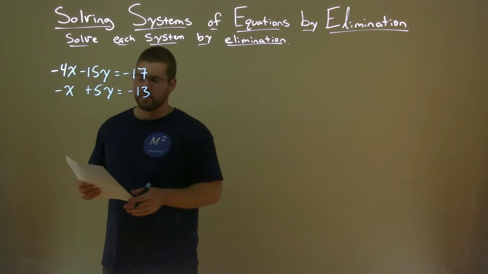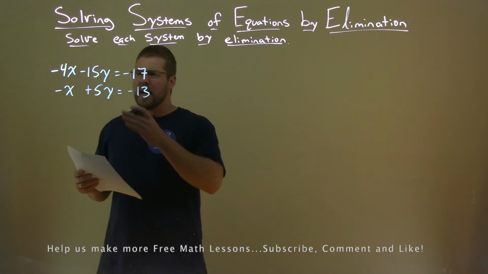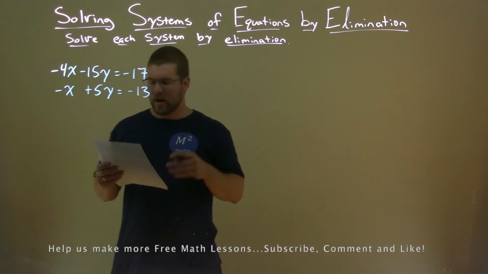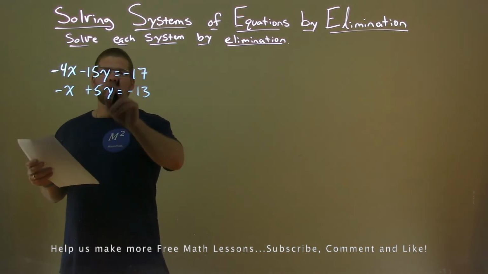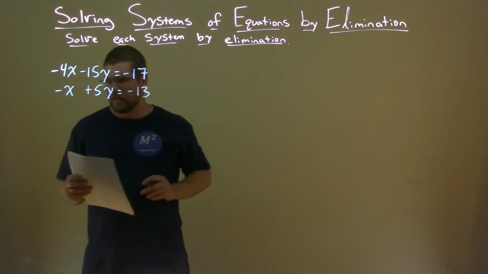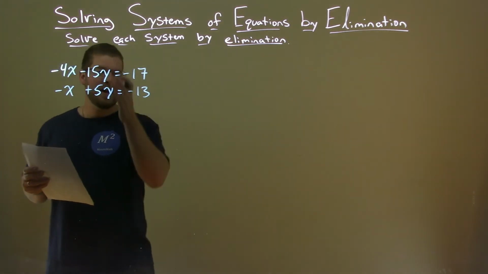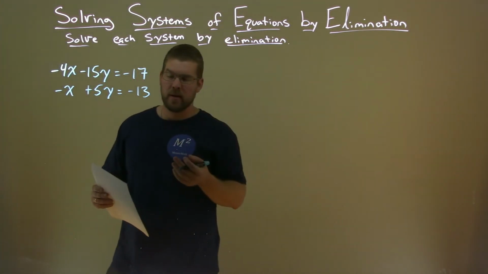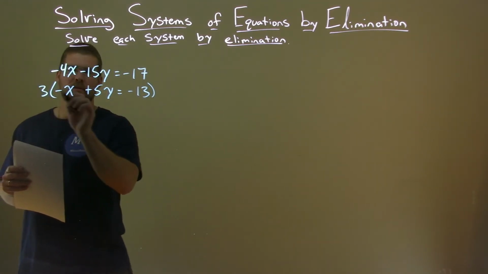We're given this problem: minus 4x minus 15y equals a negative 17, and minus x plus 5y equals a negative 13. Well, I notice here we have negative 15y and a positive 5y. So 5 times 3 is 15, and then we can add the two equations and eliminate y. So I'm going to take my whole second equation and multiply it by 3.